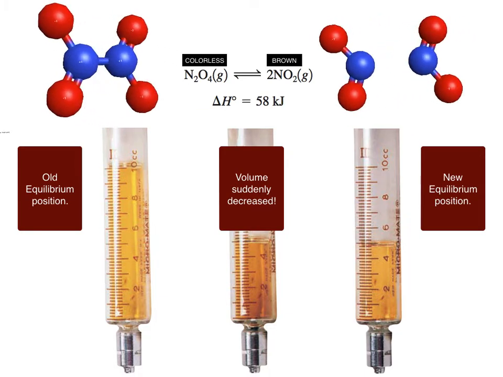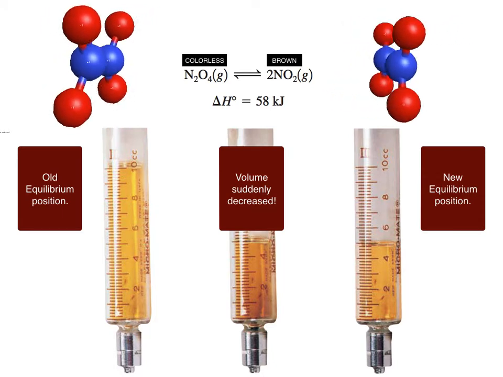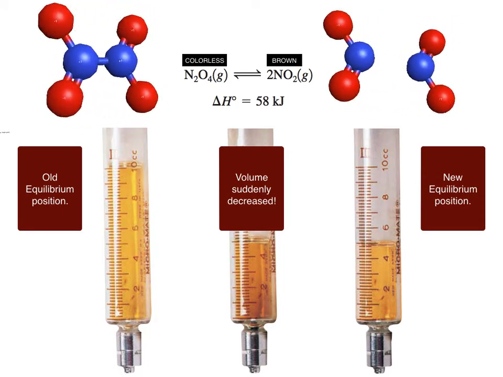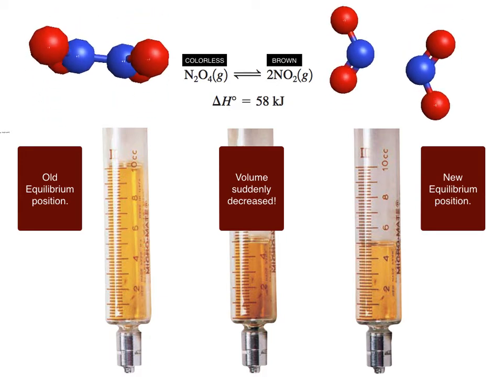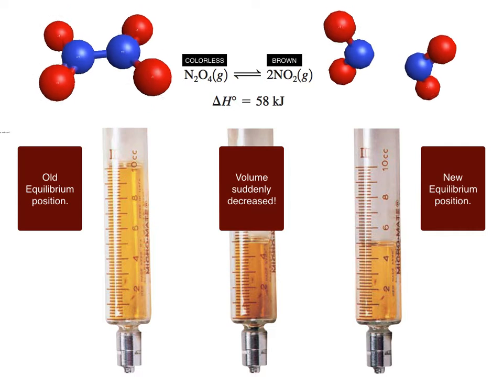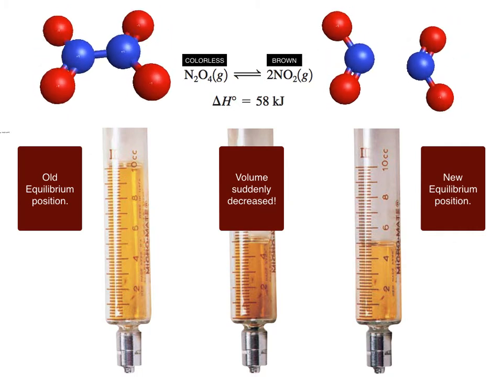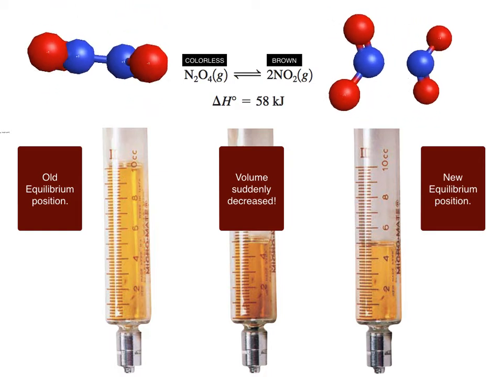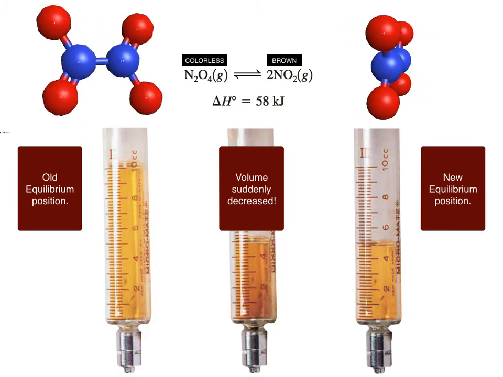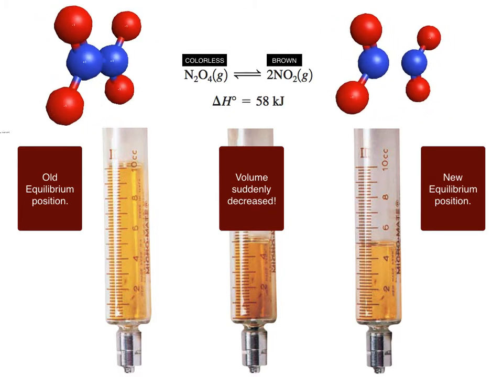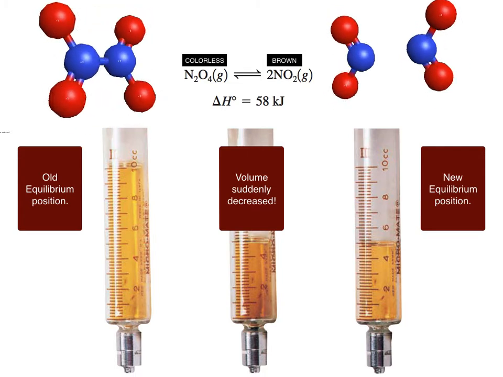Thus, the syringe at first shows the old equilibrium position. Then, the syringe volume suddenly decreases, which increases the concentration of the nitrogen dioxide. Then, finally, the system shifts to favor more reverse reactions in order to restore the equilibrium. What is important to note is that equilibrium positions are manifold, but the equilibrium constant will be the same at a given temperature.